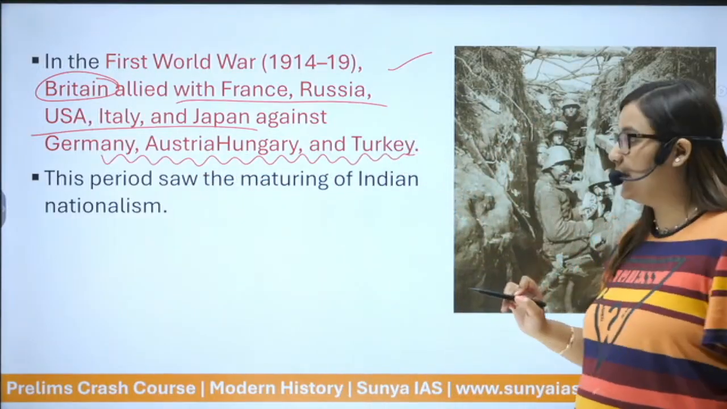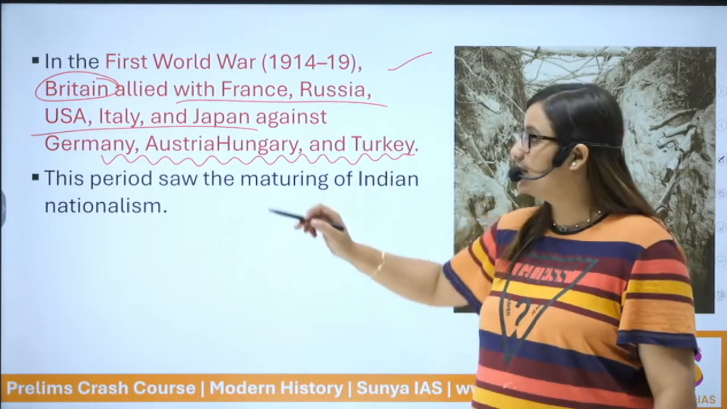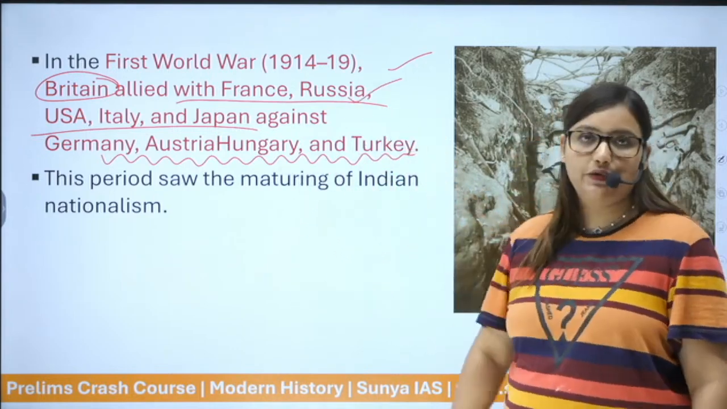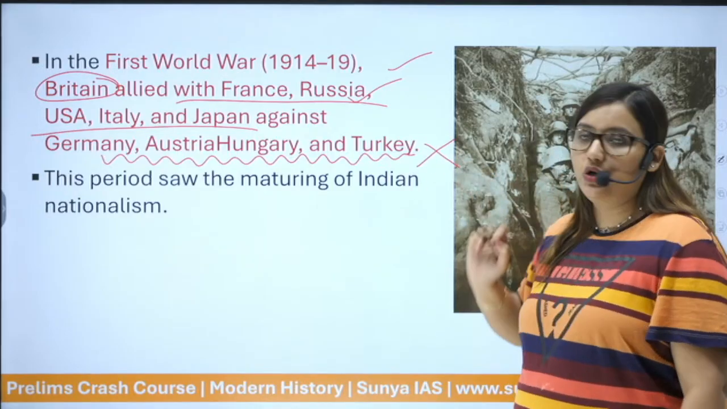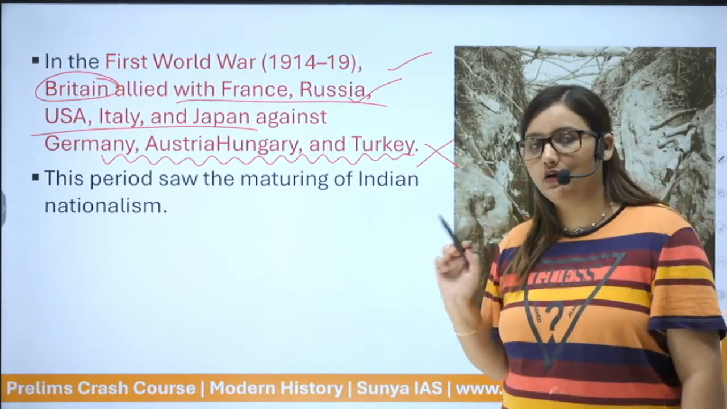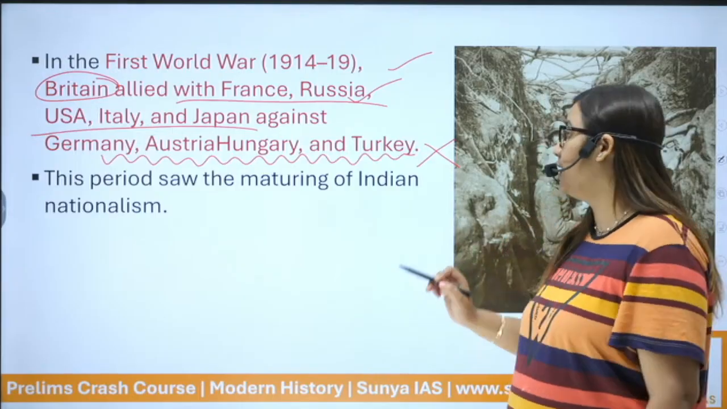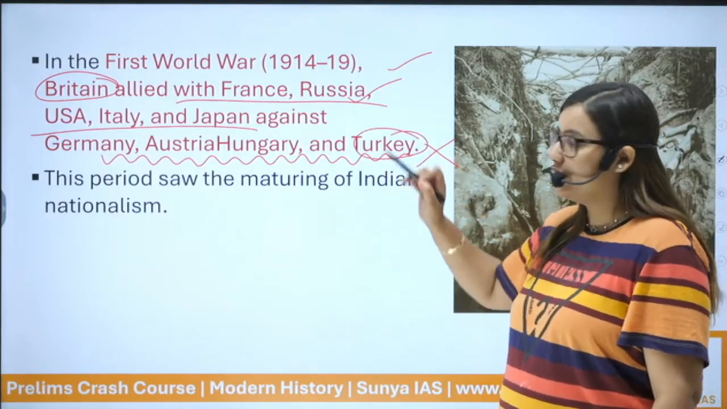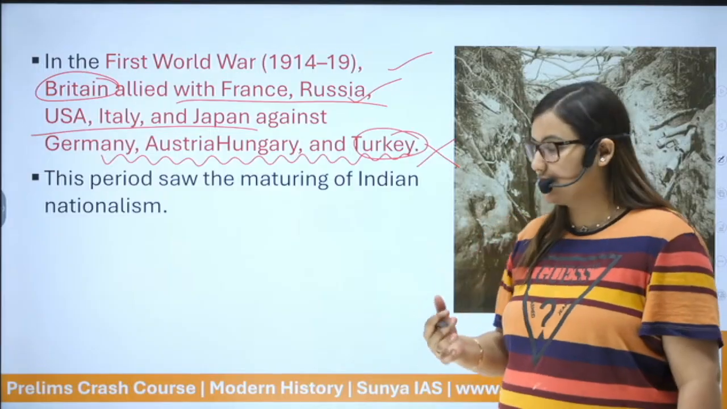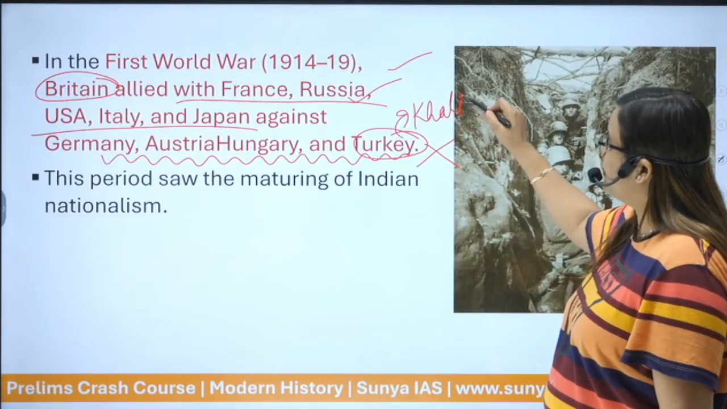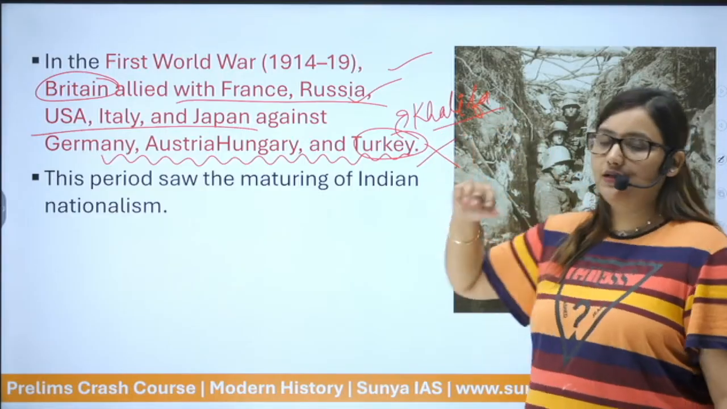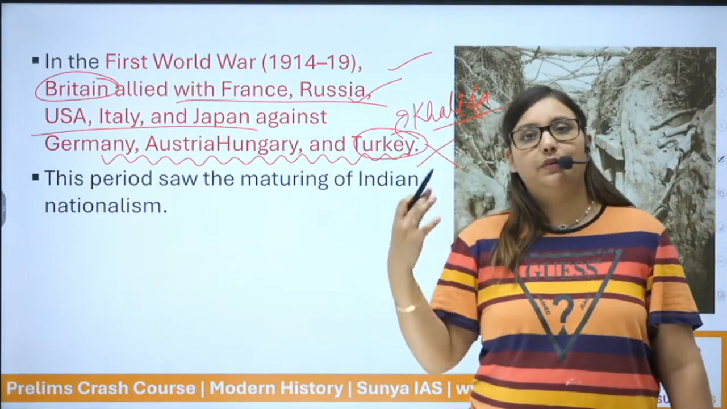So, what will happen? In the First World War, this group of Britain, France, Russia, USA, Italy, Japan will win, and this group will lose: Germany, Austria, Hungary, Turkey. They lost in the First World War. Turkey was a very important place for Muslims. Here, the Khalifa was there. The Turkish Khalifa was the religious head of the Islamic community.